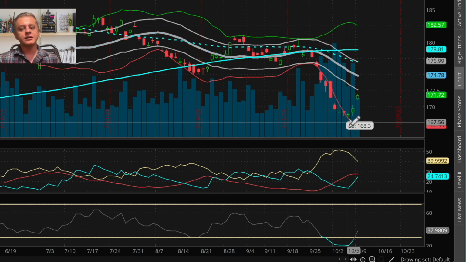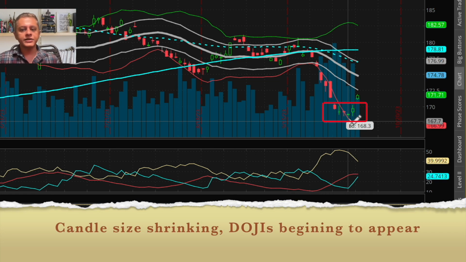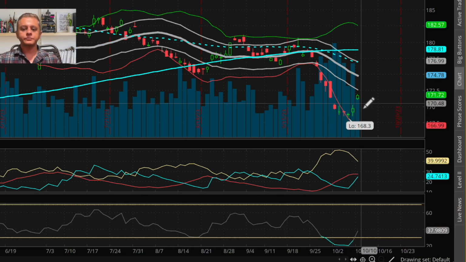The candle sizes are small, so there's not much price action. You can see some doji candles appear, D-O-J-I, look that up, what that means. That usually indicates a change in direction. And then finally you are actually seeing that the price is moving up.